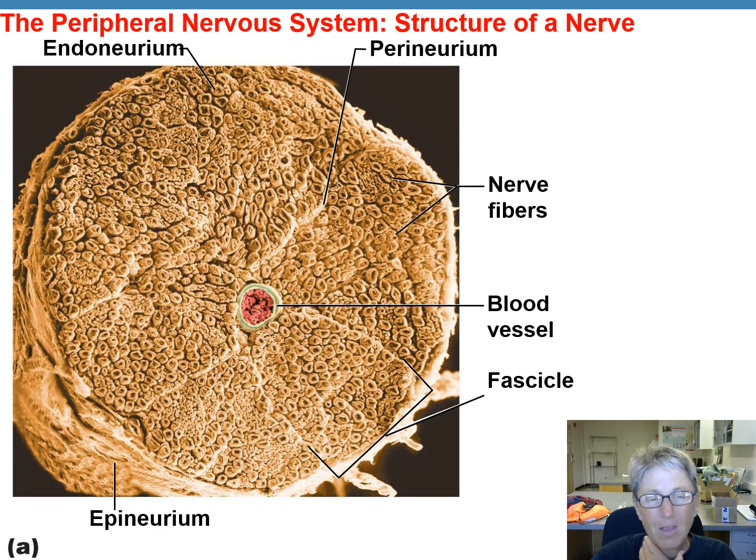This is, I think, probably a scanning electron micrograph of a nerve. So the endoneurium would surround each axon. So you can see there's a whole bunch of axons in here. And then what I can kind of tell, yeah, this looks like it would be a fascicle. So one fascicle. Fascicles are covered by connective tissue called the perineurium. And then on the outside of the entire nerve would be the epineurium.